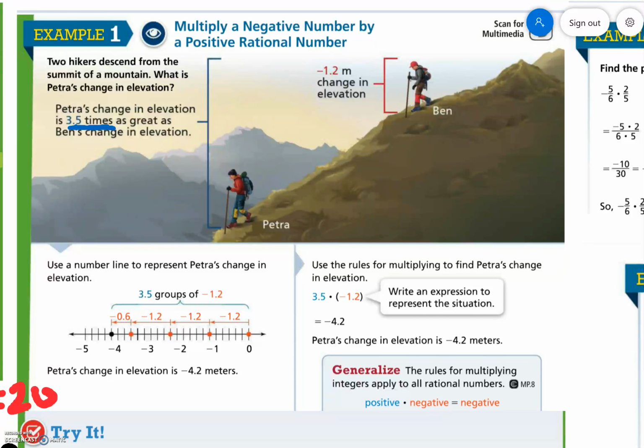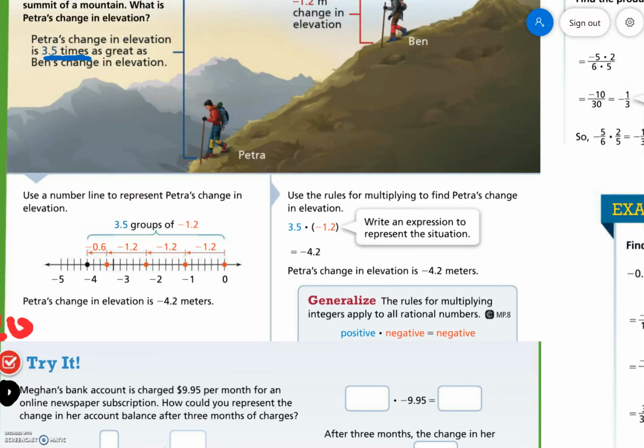So is Ben walking up or down? Down, good. So on the number line, they're showing 3.5 groups of 1.2. So that means they go back 1.2, that's 1 time. Go back 1.2, that's 2 times. Go back 1.2, that's 3 times. And then half of 1.2 is 0.6. So we go back 0.6. And that's where we land. So that's a visual representation on a number line.